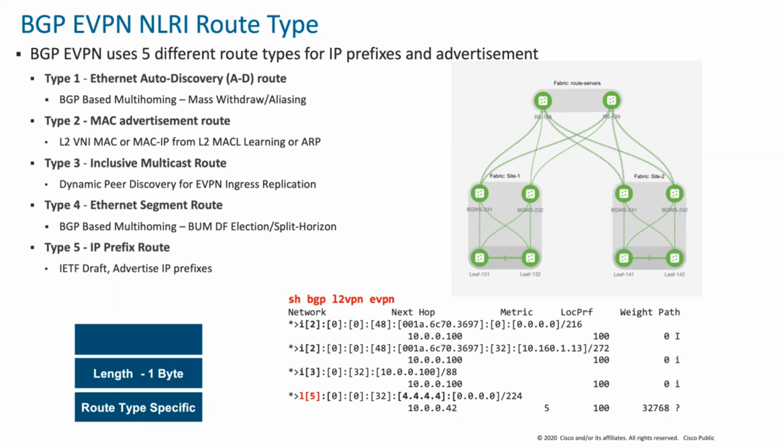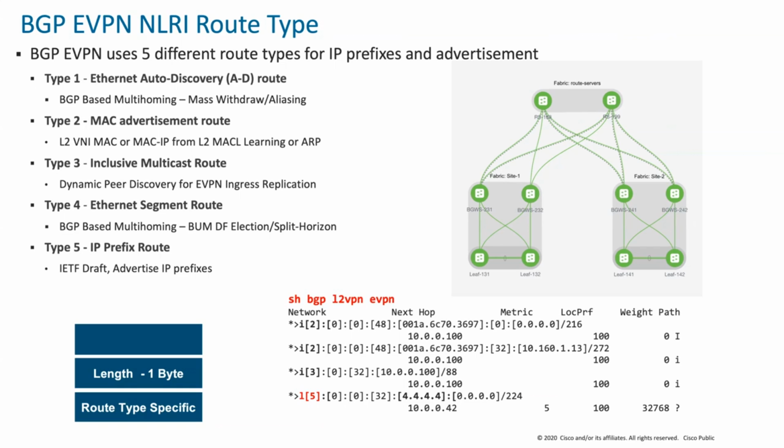So ingress replication is one of the options. Type 3 route is used basically to discover the peer, so you can do the replication to them. So if you use ingress replication, you will see type 3 routes available.